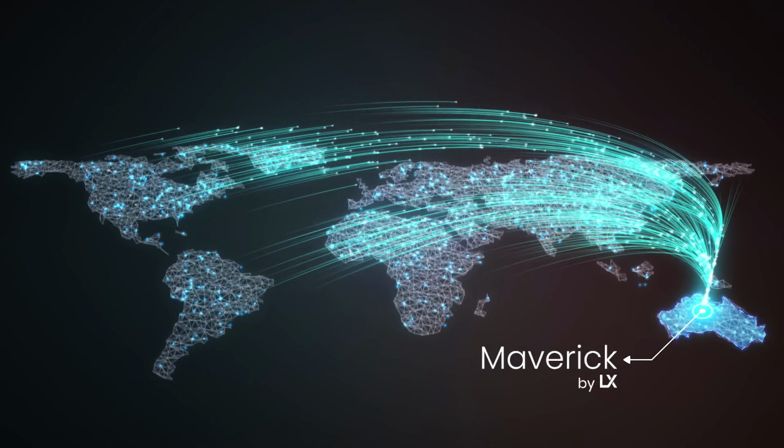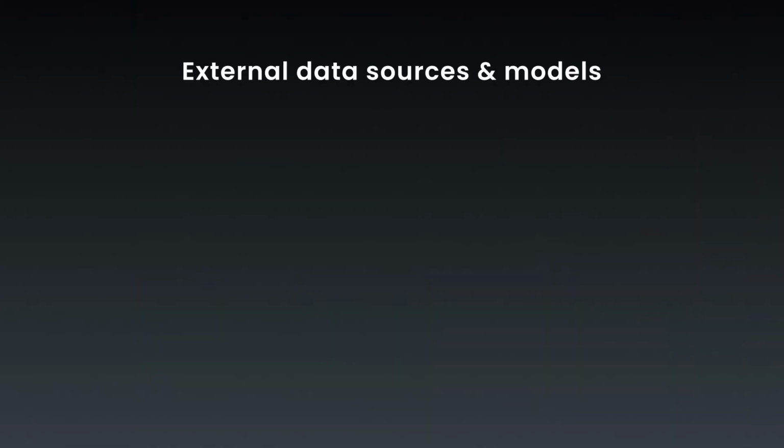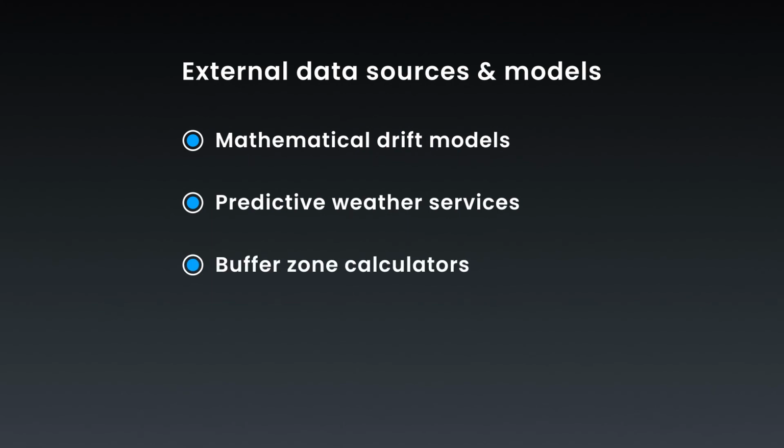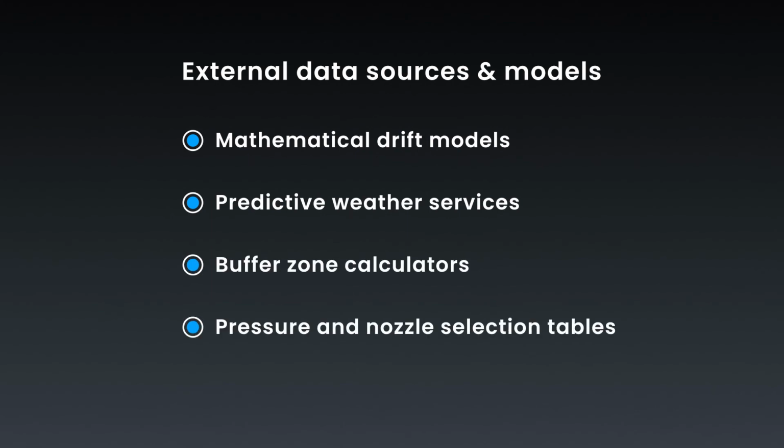So for Maverick to be born global, we wanted to ensure that it could easily adapt its operation to optimize within local laws and regulations. Then there are external data sources and existing tools. Be it mathematical drift models, predictive weather services, buffer zone calculators, pressure and nozzle selection tables, we've taken an approach that treats all of these as modules and pipes that can be swapped or added like Lego pieces.